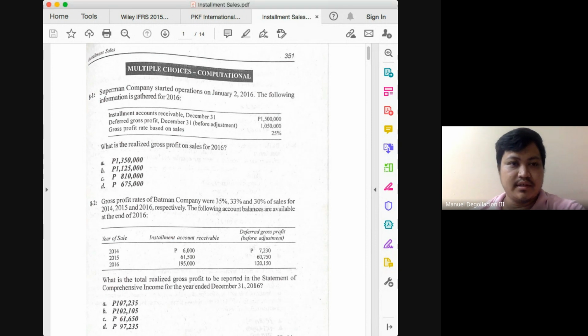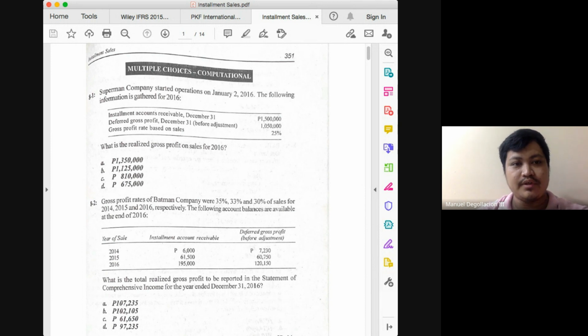Okay, so we will discuss now the problems in the textbook, and we will just focus on the questions asked in the problem. We will no longer elaborate on the other possible questions. The goal here will just be for us to practice on the basic concepts of installment sales accounting, or the revenue recognition method of installment sales.